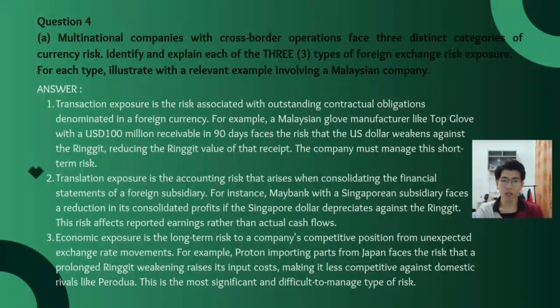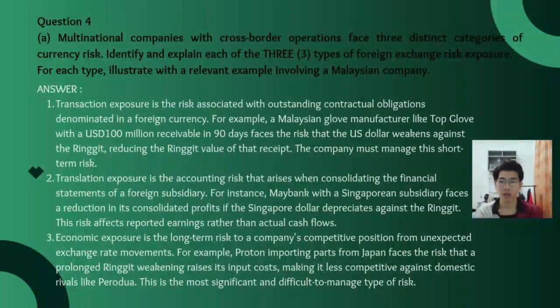First, transaction exposure is the risk associated with outstanding contractual obligations denominated in a foreign currency. For example, a Malaysian glove manufacturer like Top Glove with a USD 100 million receivable in 90 days faces the risk that the US dollar weakens against the ringgit Malaysia, reducing the ringgit value of that receipt. The company must manage this short-term risk.